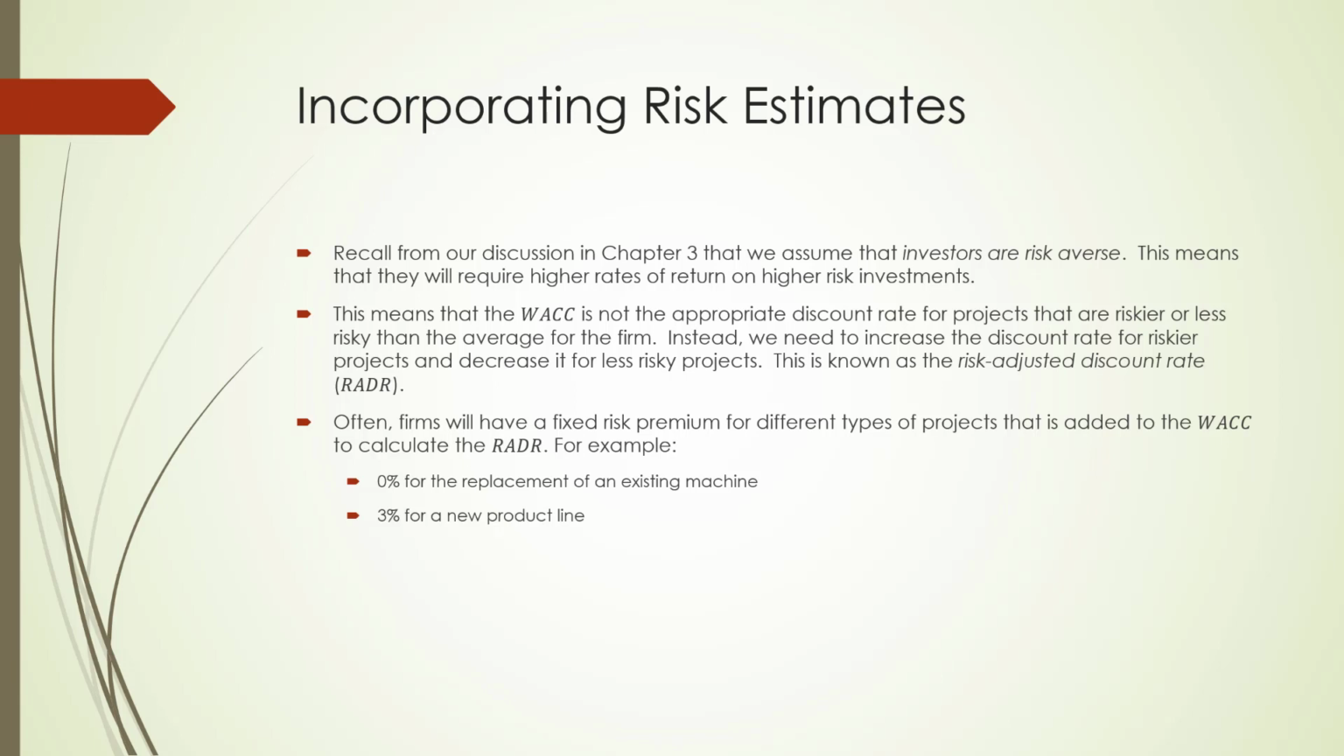So as an example, imagine that you're replacing an existing machine. Well, generally speaking, that's not a risky investment at all. And so we might have a 0% risk premium that we add on to the weighted average cost of capital. Or it could even be negative, like negative 1%, something like that. But if you're launching a whole brand new product line, that tends to be a risky investment. And so maybe we add 3% onto the weighted average cost of capital to try to compensate for that risk. And the general idea is that as long as the project still has a positive net present value after adding on this risk premium, then it's a good investment.